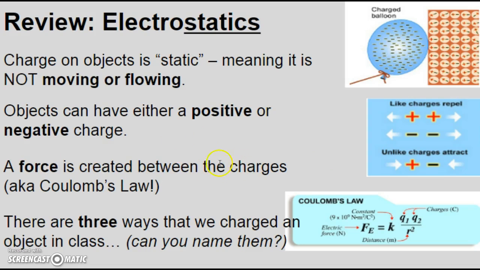A force is created between the charges, and this is what we defined as Coulomb's law. We said that an electric force equals a constant times the charge of particle 1 times the charge of particle 2, divided by some distance squared. So we determined that there were three ways that we could charge an object: charging by friction, charging by contact, and charging by induction.